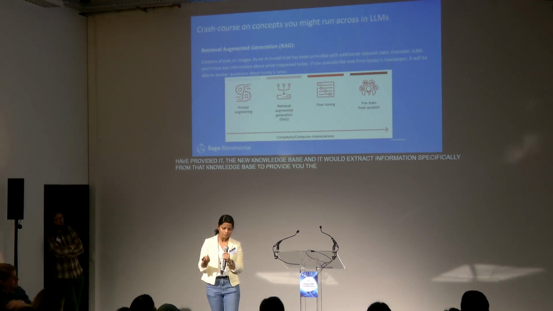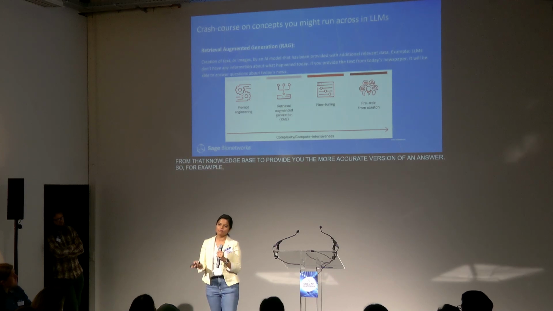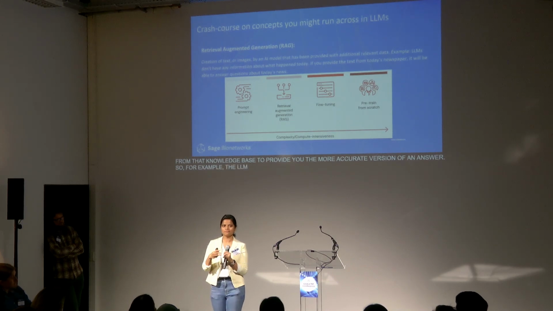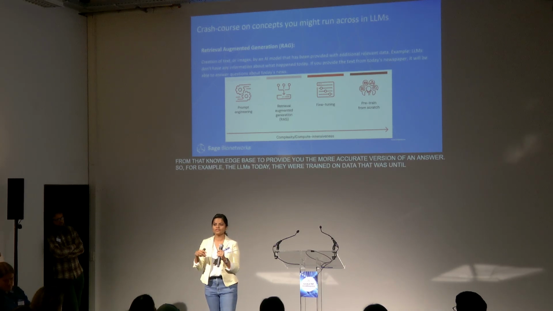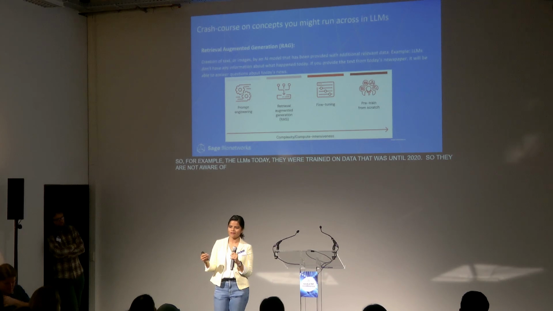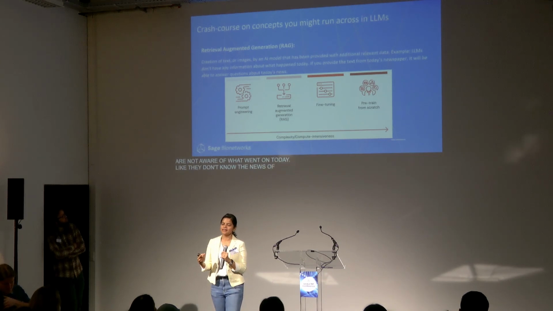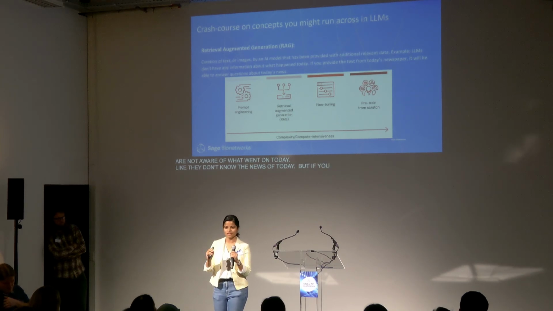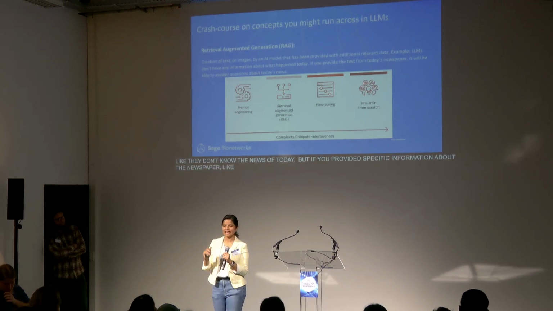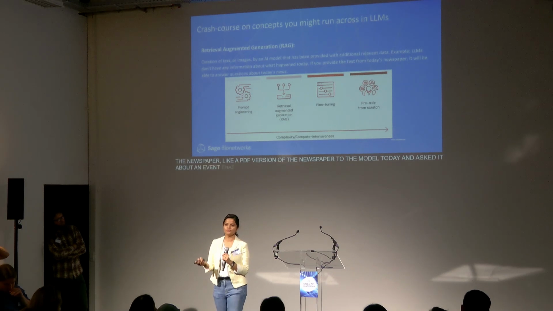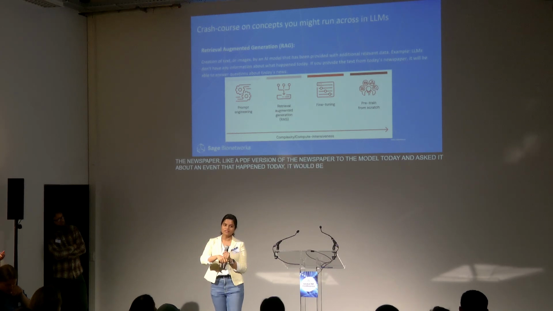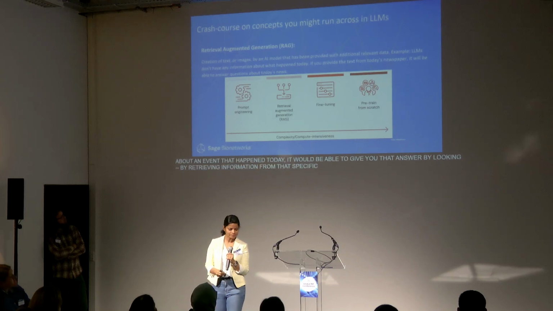So, for example, the LLMs today were trained on data that was until 2020, so they are not aware of what went on today. They don't know the news of today. But if you provided specific information, like a PDF version of the newspaper, to the model today, and asked it about an event that happened today, it would be able to give you that answer by retrieving information from that specific knowledge base that you have now provided.